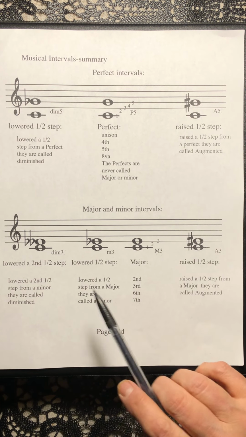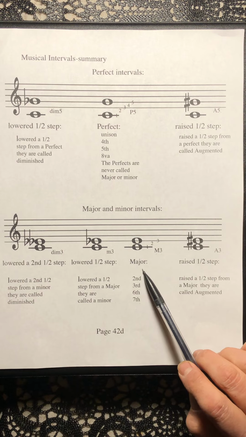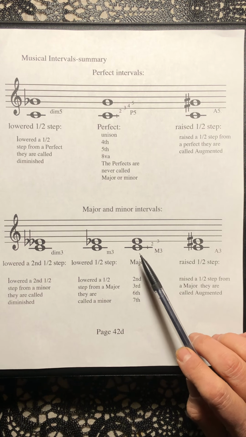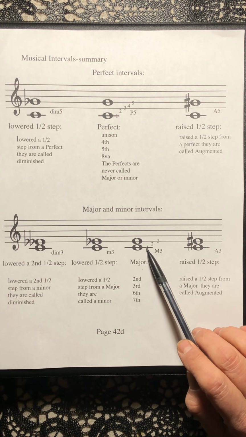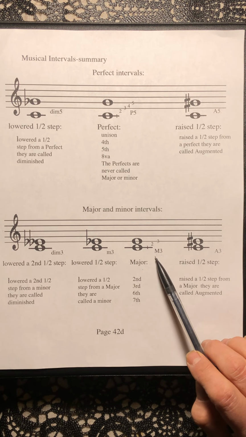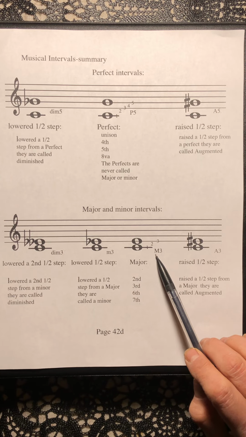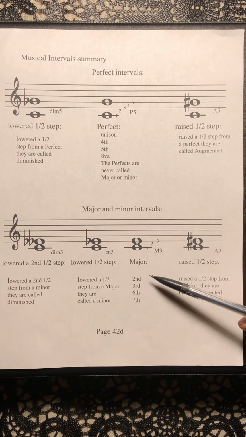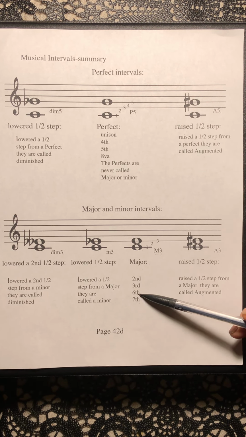Let's look at minor intervals. Let's start with this major here, from C to E. Line 1, space 2, line 3. It is a major third, capital M3. The major intervals are 2nd, 3rd, 6th, and 7th.